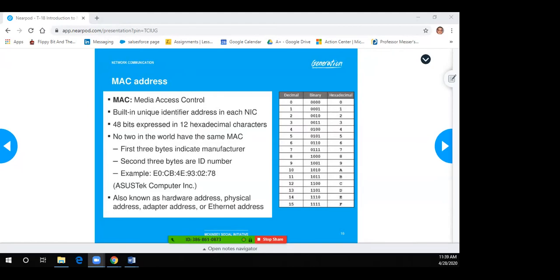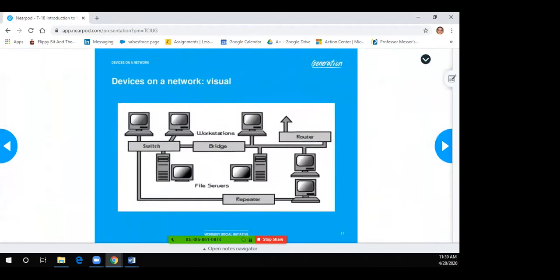Any questions on how to read this? Doubts? All right, continue on to the next slide.